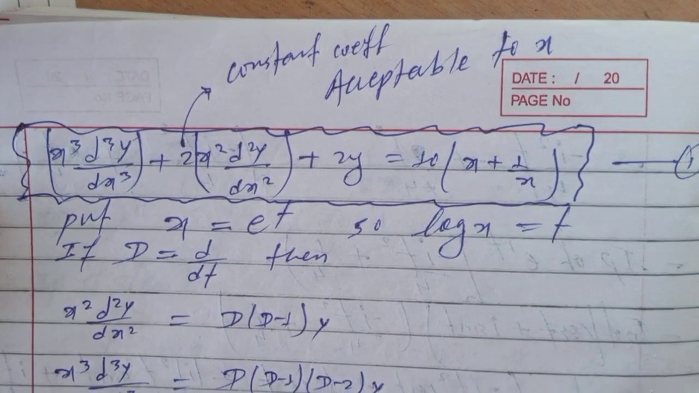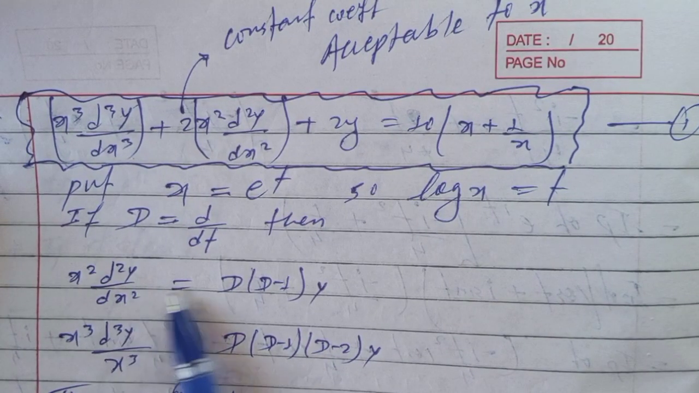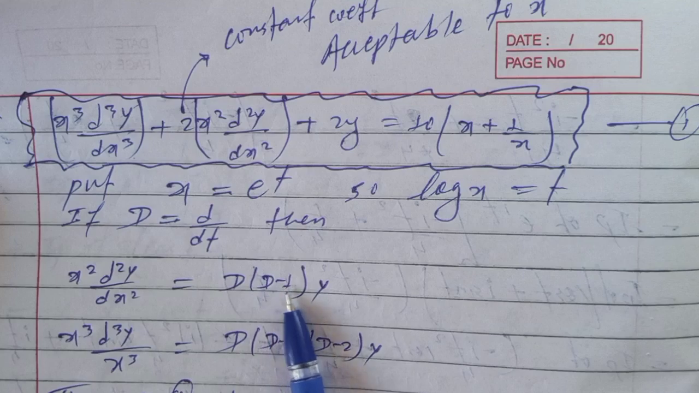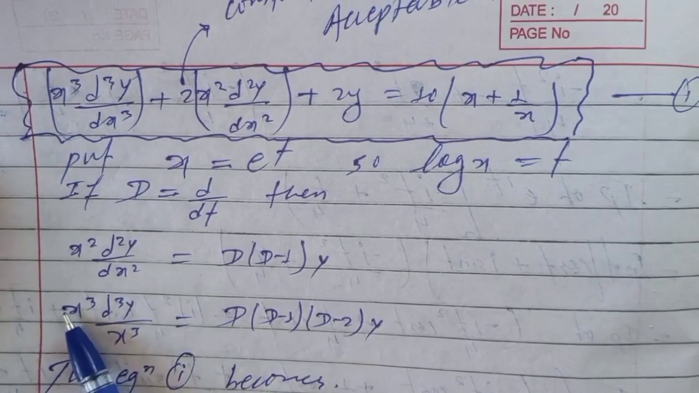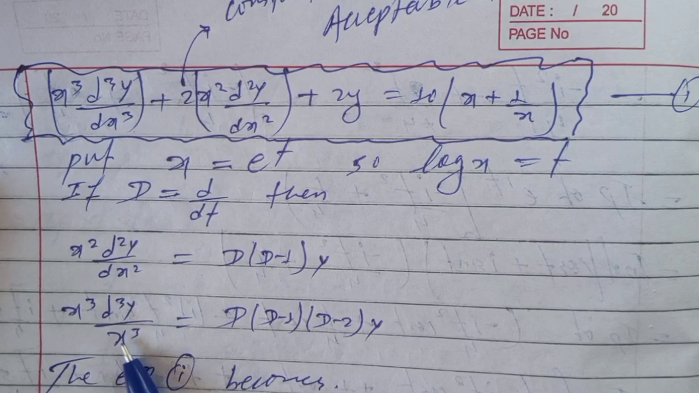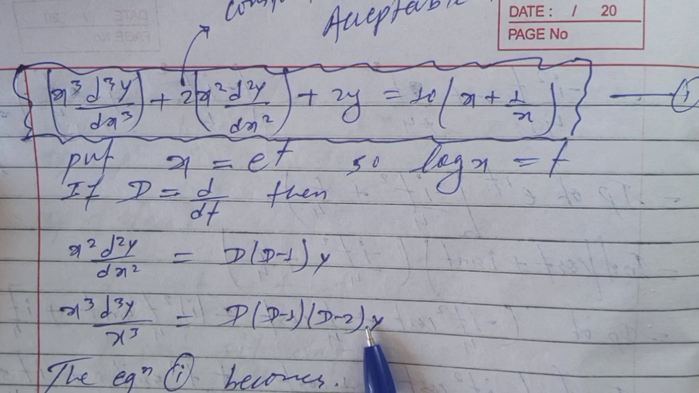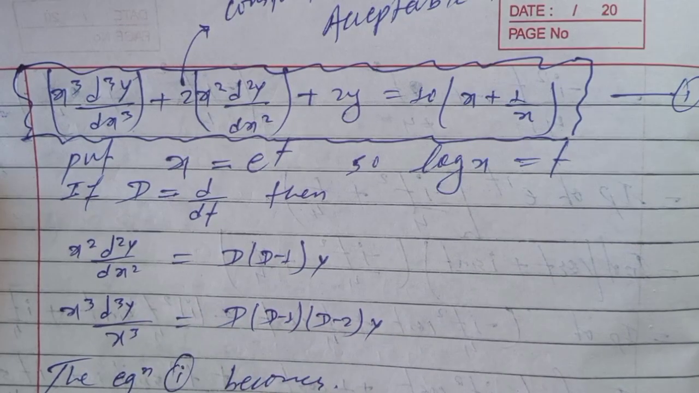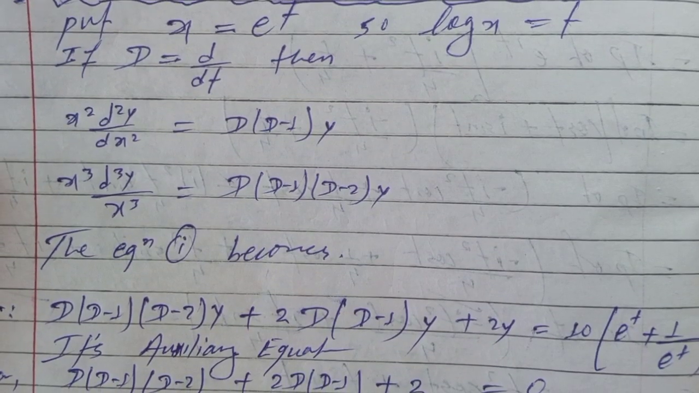So we got our substitution like this: x square and the second derivative is replaced by D into D minus 1, acting on y. Similarly, x cube and the 3-time derivative is replaced by D into D minus 1, D minus 2, at last acting on y. Finally, our equation 1 is going to be in this form.